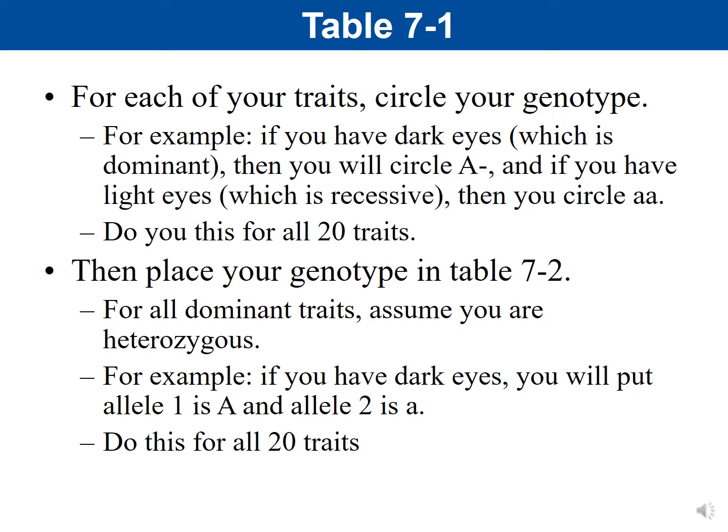If you have the recessive trait, so if you have light eyes like I do, light eyes would have to be little a, little a. There's no other choice. The only way you see the recessive is if you are homozygous recessive. But if you have the dominant trait, then you're going to write that you are heterozygous for this activity. And so you're going to do that for all 20 traits.